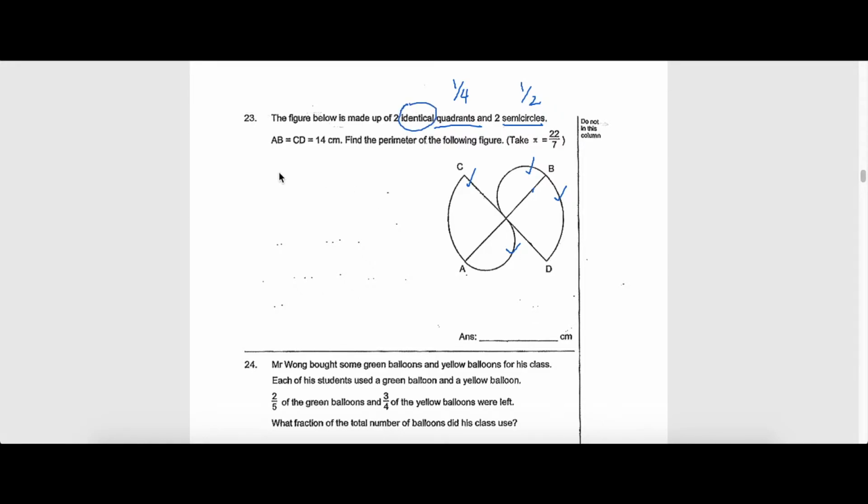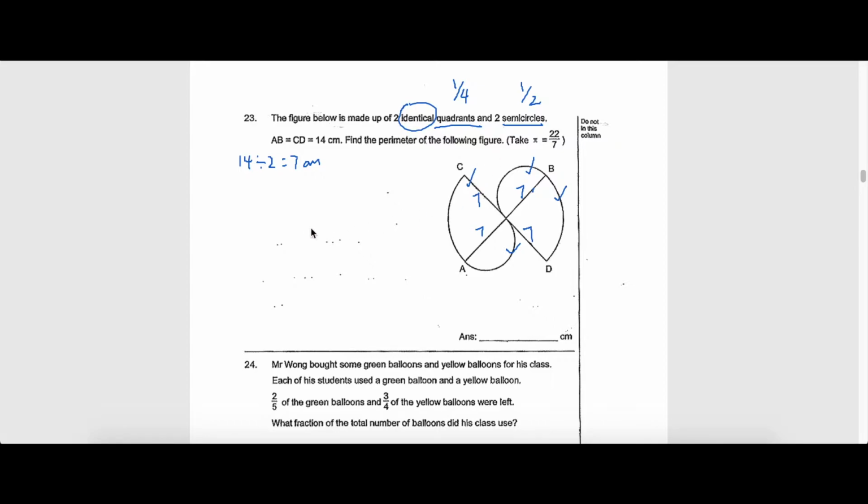So I can just take 14 divided by 2. Okay, so that means this is 7 and this is 7. It basically means that the diameter of my semicircle is 7 cm. Okay, CD is also 7. CD is 14, so we also can divide by 2 because it's basically the radius of the two quadrants. Okay, so 7, 7 all the way. Find the perimeter of the following figure.